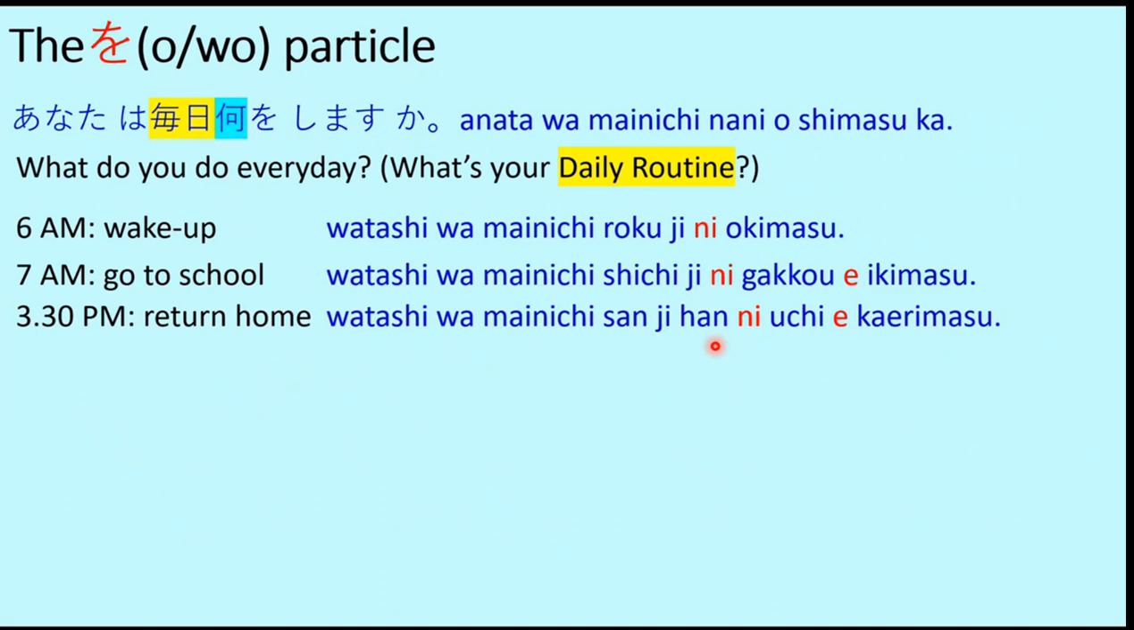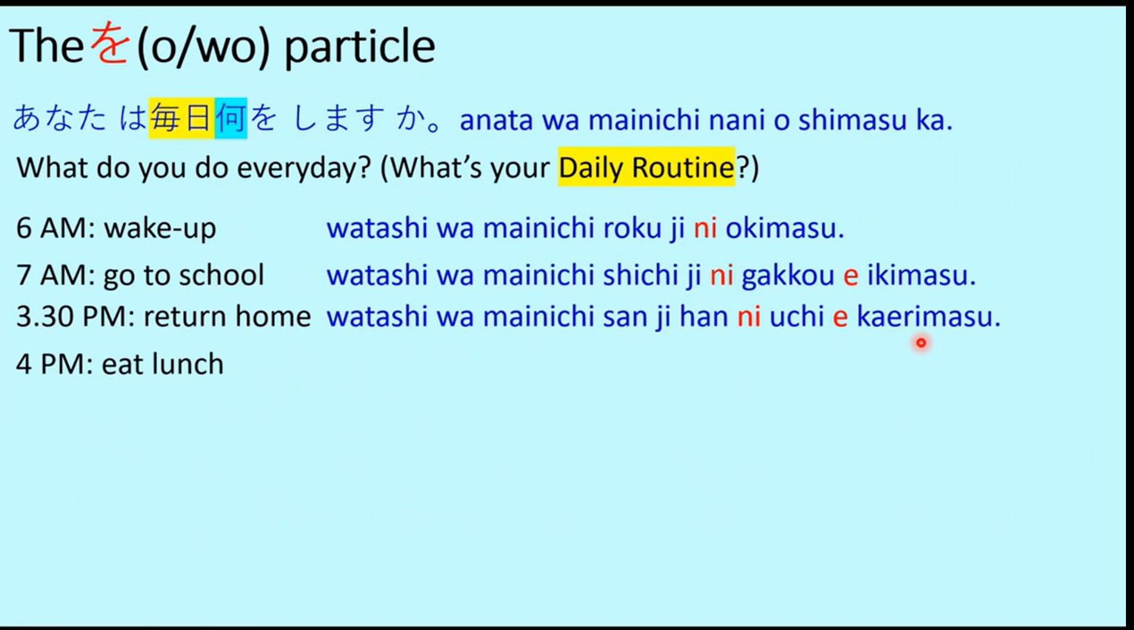So 3:30 p.m. is sanji han. Watashi wa mainichi sanji han ni uchi e kaerimasu. Uchi means home and kaerimasu, since he is returning back to his own home, so kaerimasu, not ikimasu, not modorimasu. It will be kaerimasu. Uchi e kaerimasu. Sanji han ni uchi e kaerimasu.